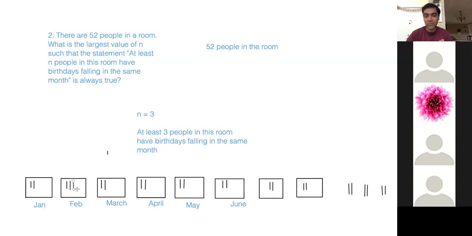Okay, so now why is the answer 5 for this question? Well, you would do 12 times 4 is 48 people, and so that means that there's 4 people in every month. But because there's those extra people, that means that there would be at least 5 people in a month. So that's why it would be 5.